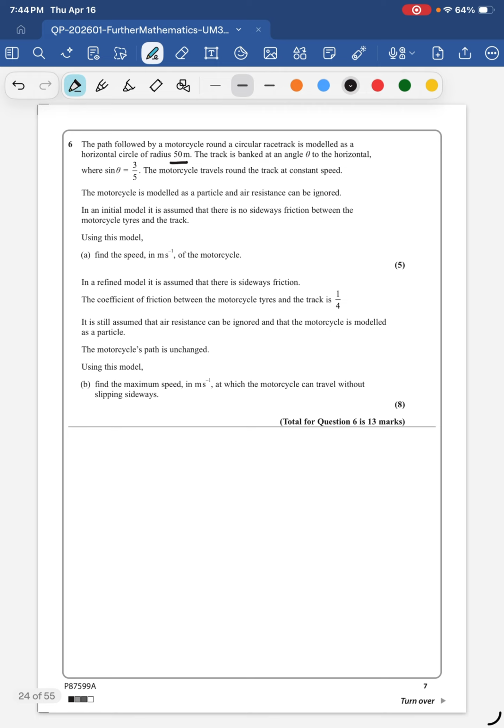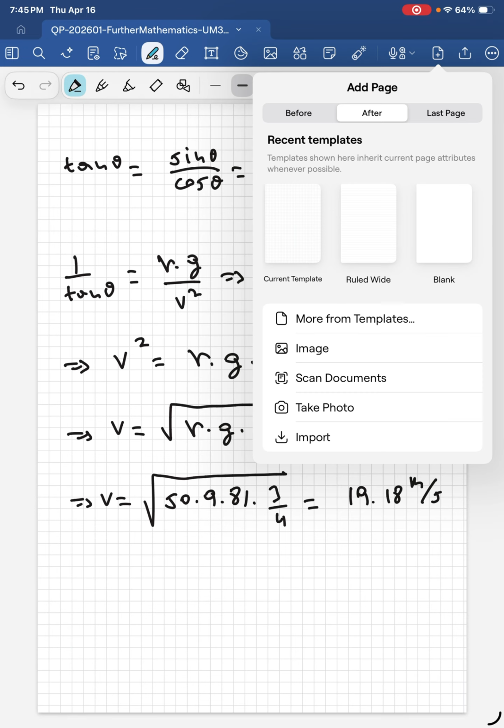So let's read the second part of this question. In a refined model, it is assumed that there is a sideways friction. The coefficient of friction between the motorcycle tires and the track is 1 over 4. It is still assumed that air resistance can be ignored and that the motorcycle is modeled as a particle. The motorcycle's path is unchanged. Using this model, B, find the maximum speed in meters per second at which the motorcycle can travel without slipping sideways. So let's use a clean page.